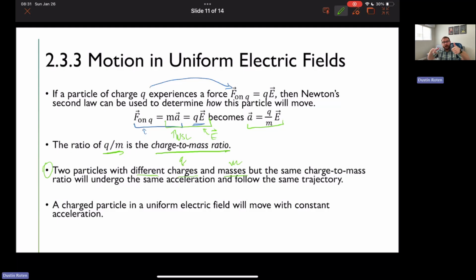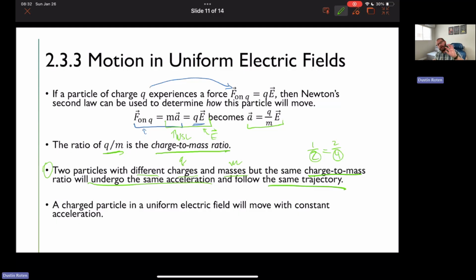But when you calculate the ratios for each particle, they could have the same charge to mass ratio. So you could have something like a charge of 1 over a mass of 2, and then a charge of 2 over a mass of 4. That's the same charge to mass ratio, which means that even though one particle is twice as big as the other, they will undergo the same acceleration and follow the same trajectory because their Q to M ratio is the same.